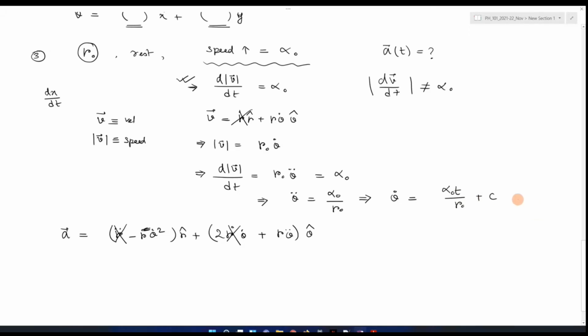Bhaiya, can we directly use circular motion's concept of v square by r to find angular acceleration here, since the radius is constant? Yeah, you can use that.